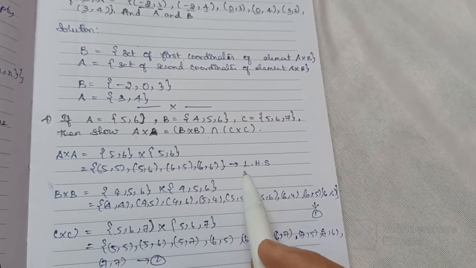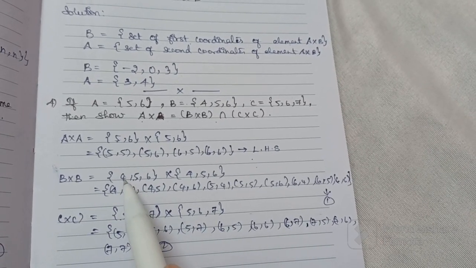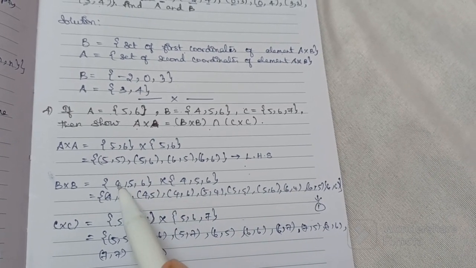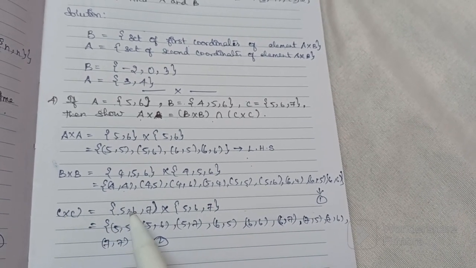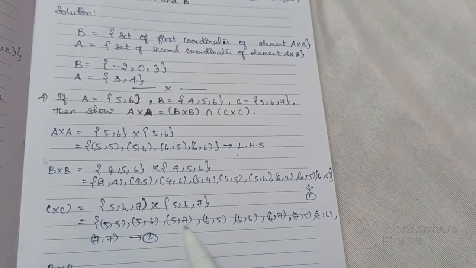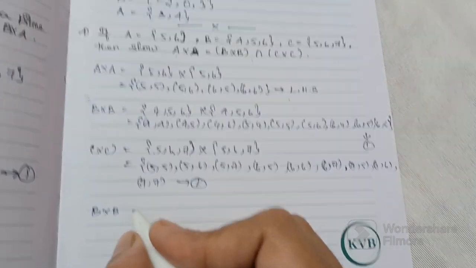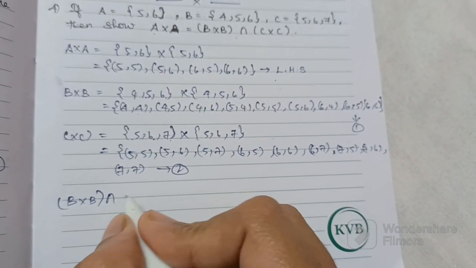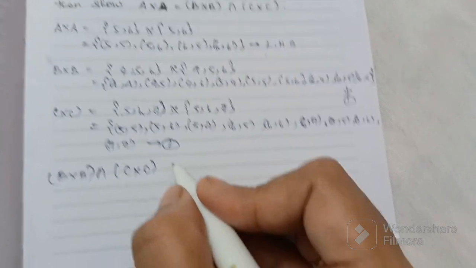This would be your left hand side. And then moving on to B cross B, we have written B cross B results. First you write it for 4 and then for 5 and then for 6. Here also for C cross C, we have written first for 5, then for 6 and then for 7. This is your result. Then they are asking us to prove B cross B intersection C cross C is equal to A cross A or not.